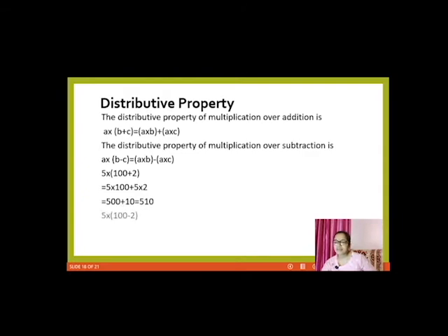In the case of subtraction also, 5 multiplied by 100, 5 multiplied by 2, and we will find the difference. Okay, so we get the answer. So this is known as distributive property. So we can say multiplication is distributive over addition and subtraction.